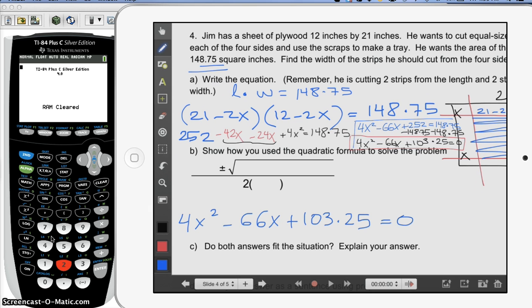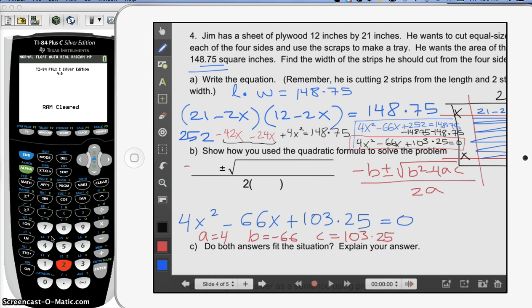Now in the second part of this problem, they're asking you to show how you use the quadratic formula to solve the problem. It means to find x. Now to do that, you need to realize that a is going to be 4, b is going to be equal to negative 66, and c is equal to 103.25. So you need to apply the formula that we have learned, which is the quadratic formula, and plug in the values of a, b, and c.